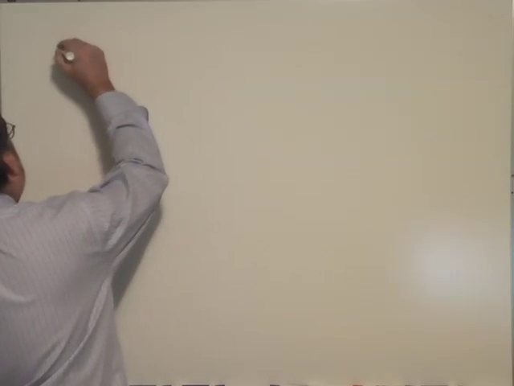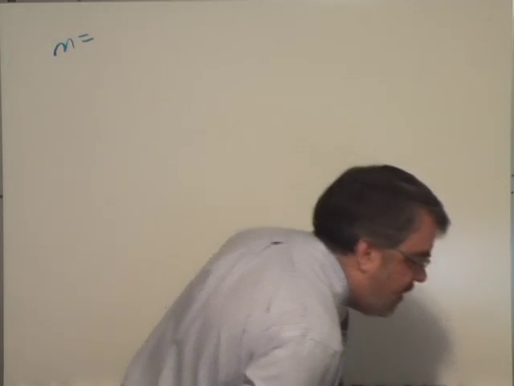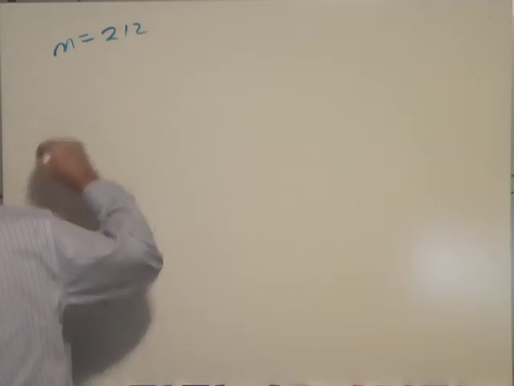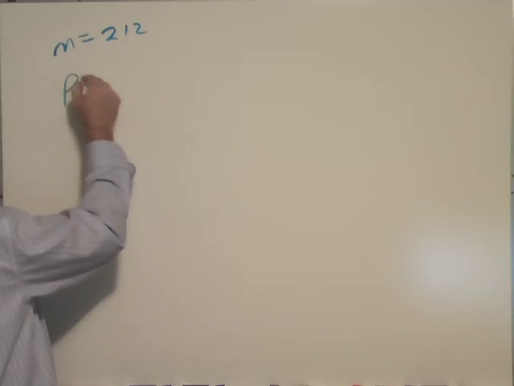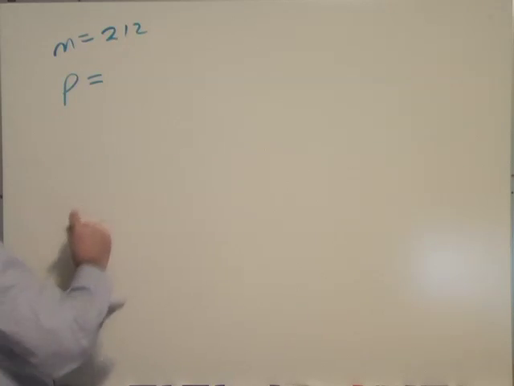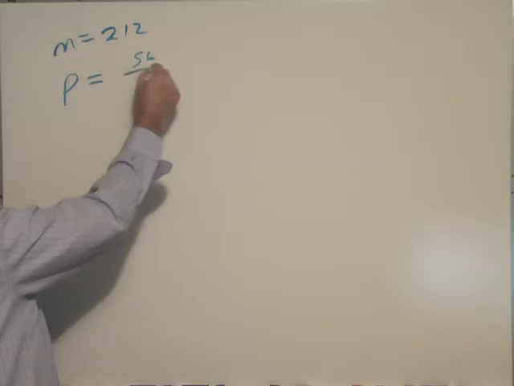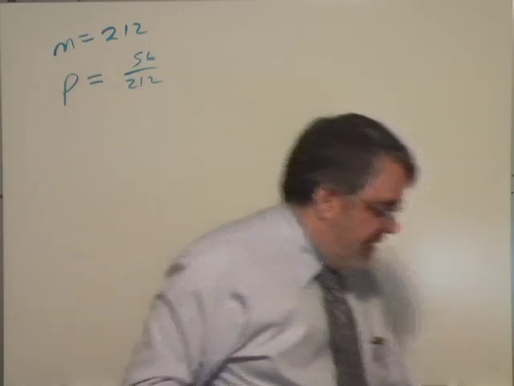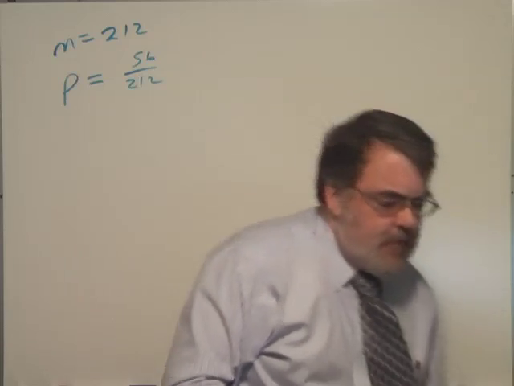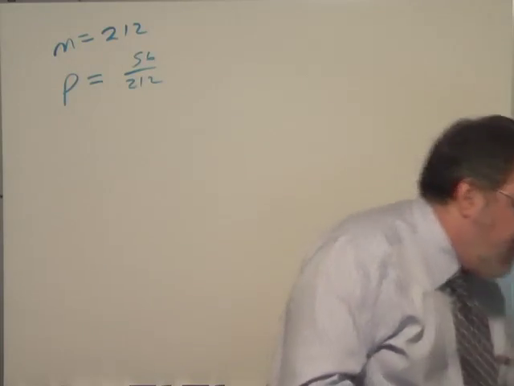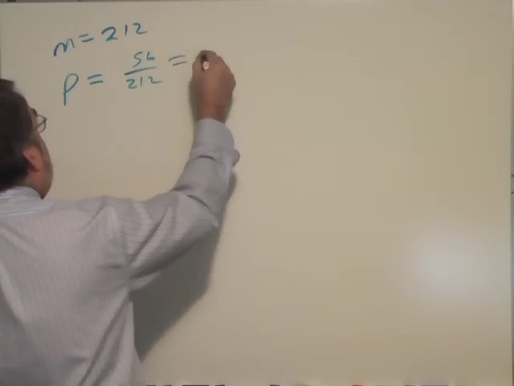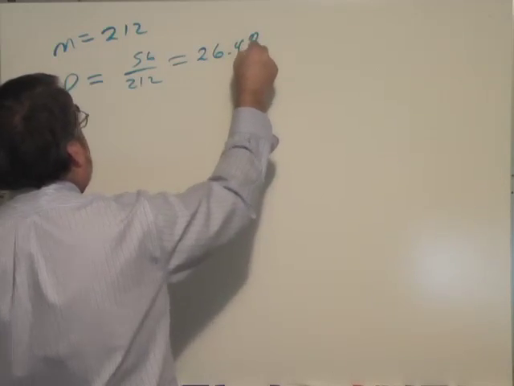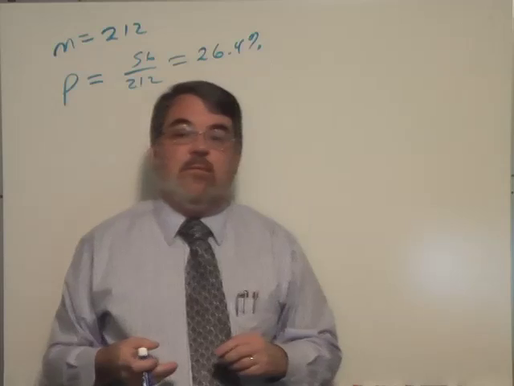Alright, so the particulars are this. We have a sample size of 212 high school students. And the percentage that smoke at this high school, capital P is going to be percentage, 56 out of 212 smoke. I did this calculation a minute ago. I think it's 26.4. Yes, it is. So I'm going to take the number of smokers divided by the number of students. That tells me that 26.4% of the students at this high school smoke.